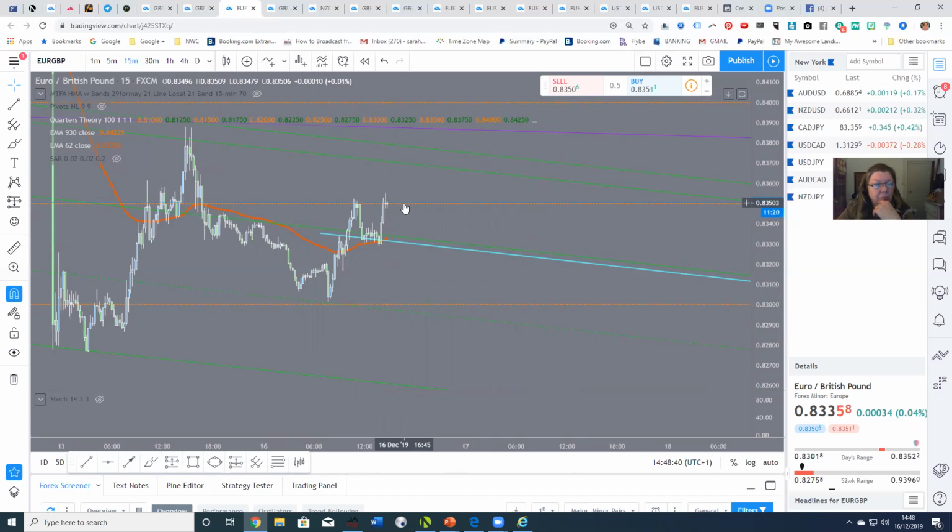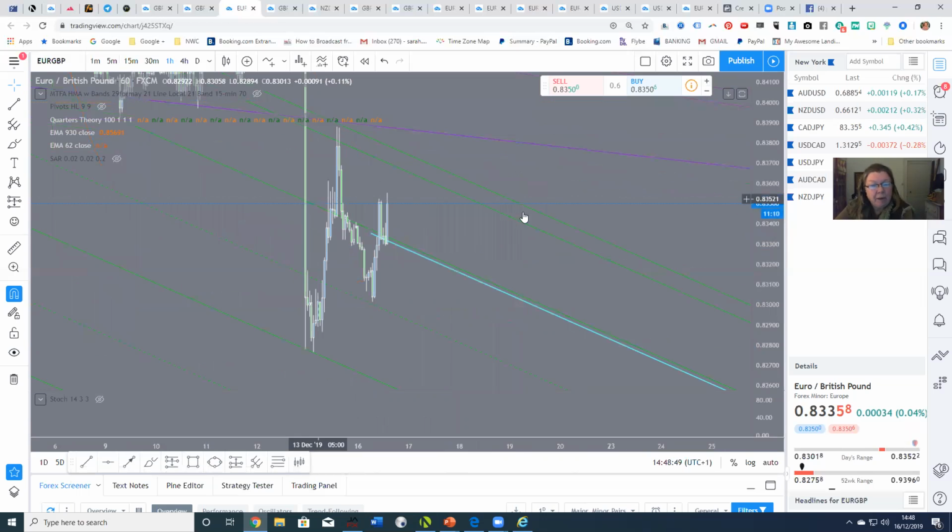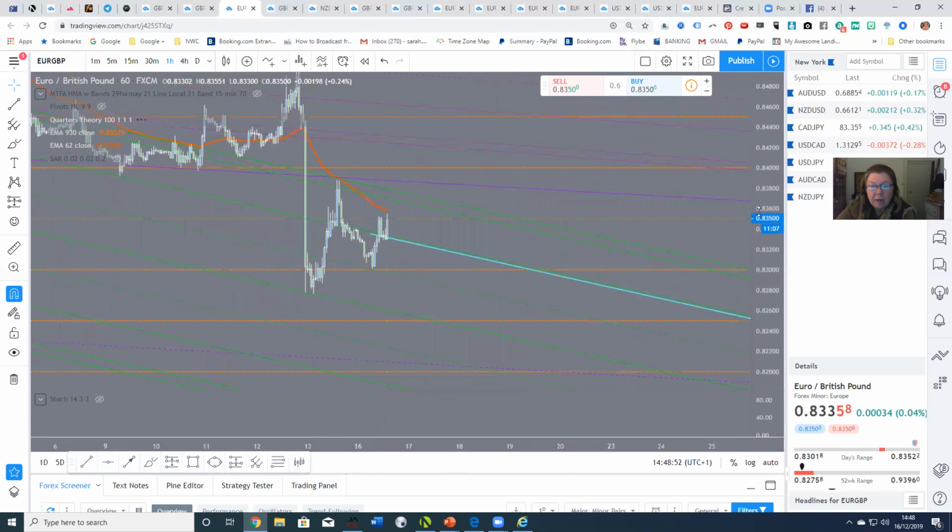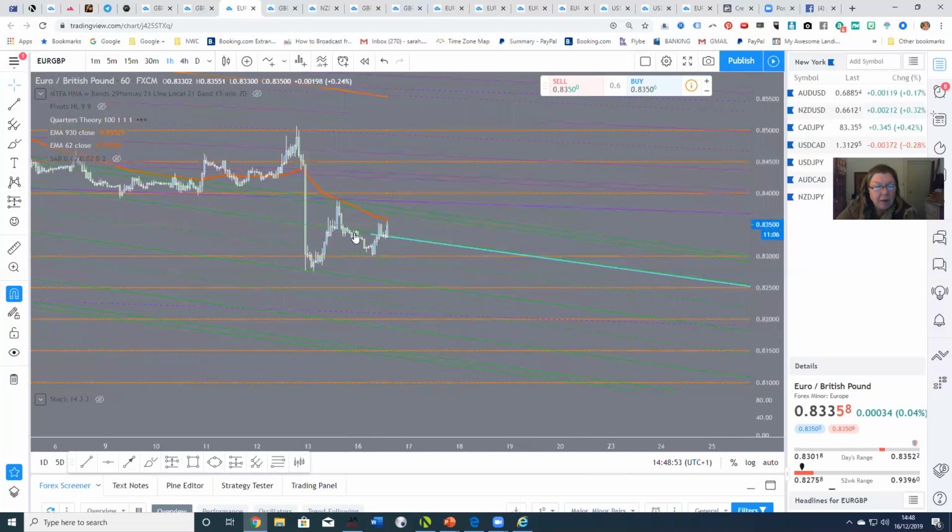I'm not trying to predict, but it probably will come down off that. If it's struggling at quarter theory, it's done a break and a retest, and it's just retesting the 62 EMA on the hourly. It tested it there and it's testing it here and still underneath it. And now it's breaking and retesting quarter theory.